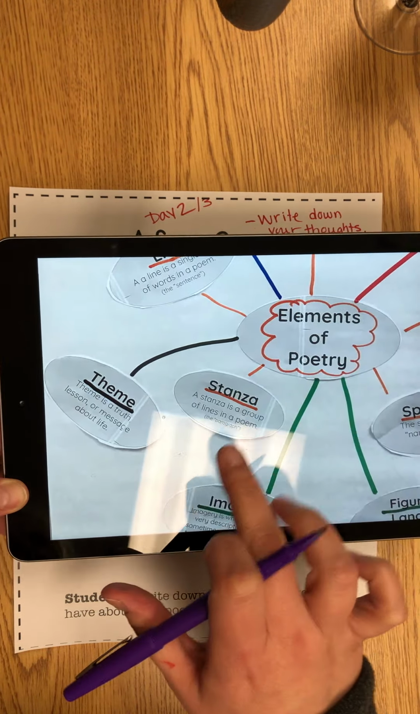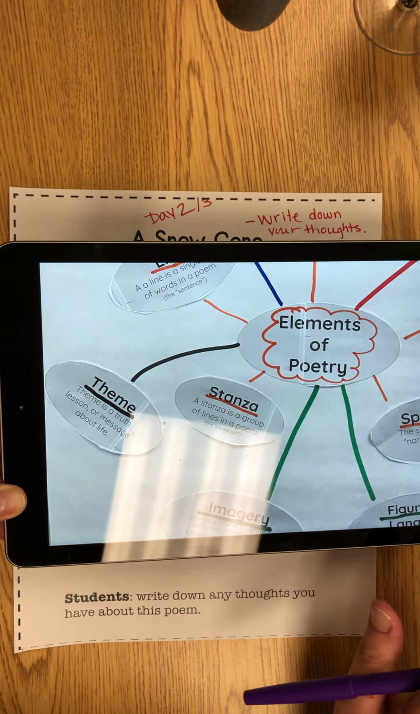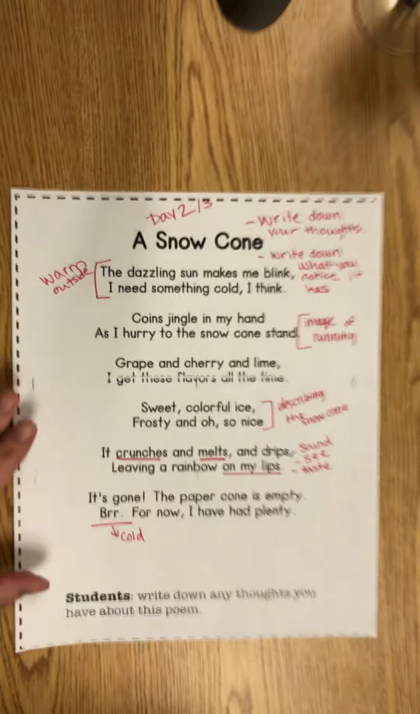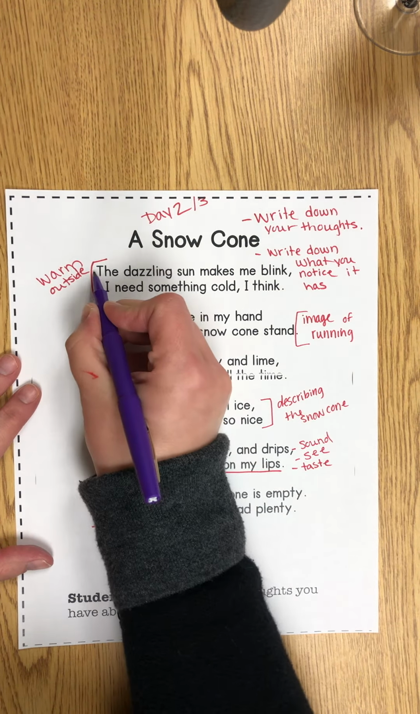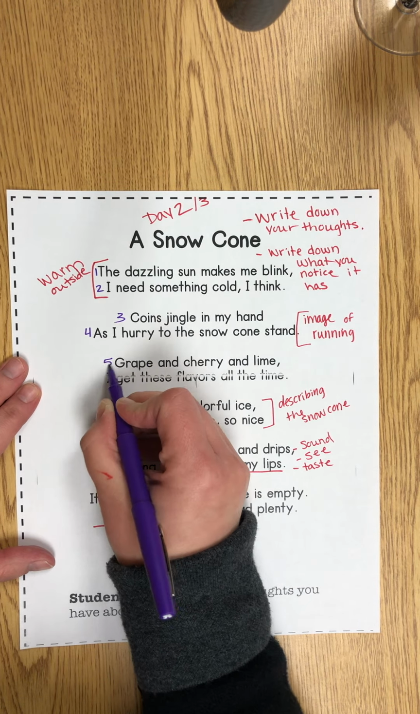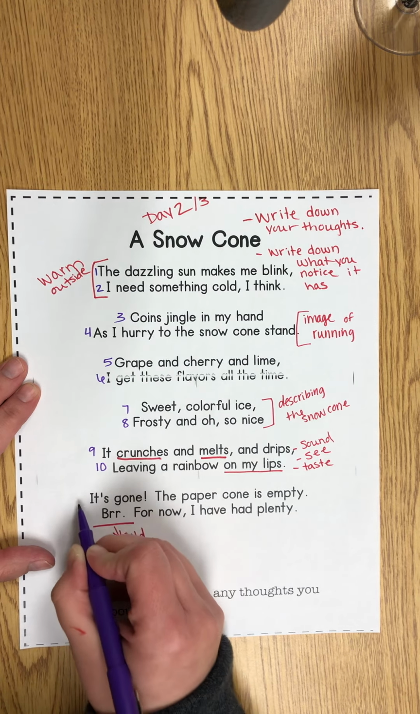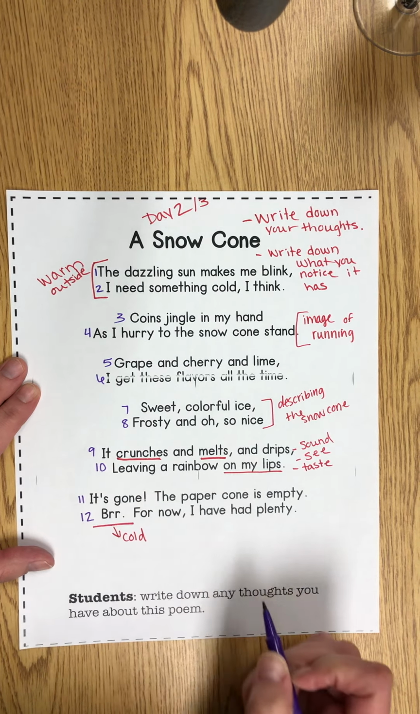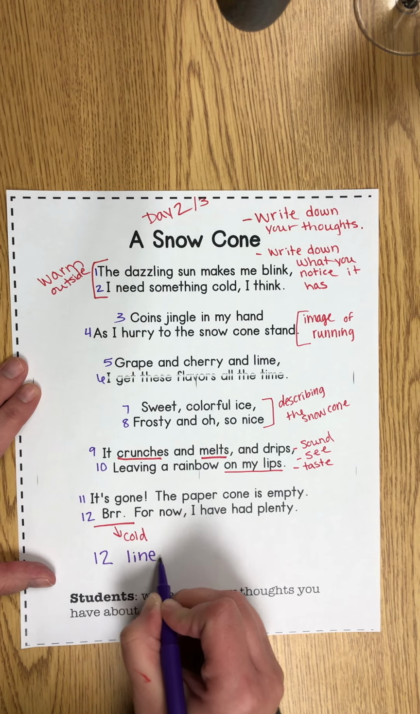Today we're going to look at stanzas. A stanza is a group of lines in a poem. So now we're going to take those lines and they are grouped together. So let's start out by looking at the lines in a snow cone. So each line gets its own number. This poem has 12 lines.